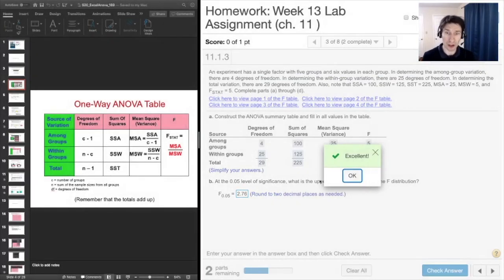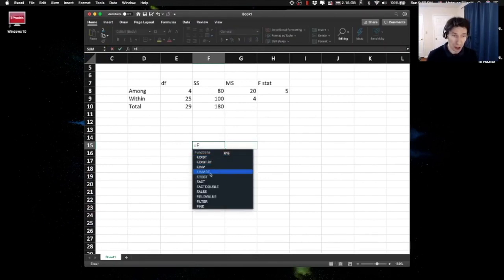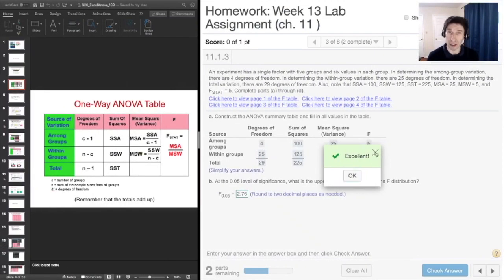As proof of what I said earlier, let me just show you that this works in Excel. So we want an f.inv.rt, 4 degrees of freedom and 25 degrees of freedom for 0.05 level of significance. Let's just write this in, f.inv.rt, be careful, not dist, but inv, 0.05, 4, for 25, and that is correct. 2.76, same as what we found in the table.